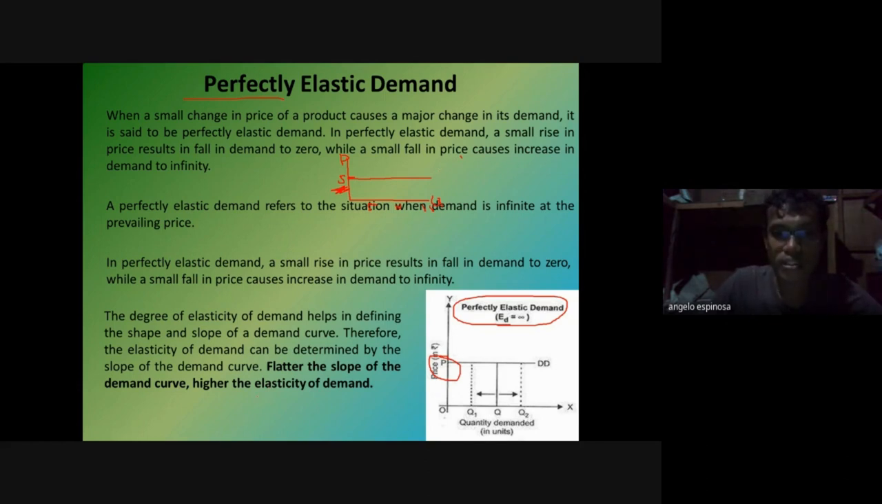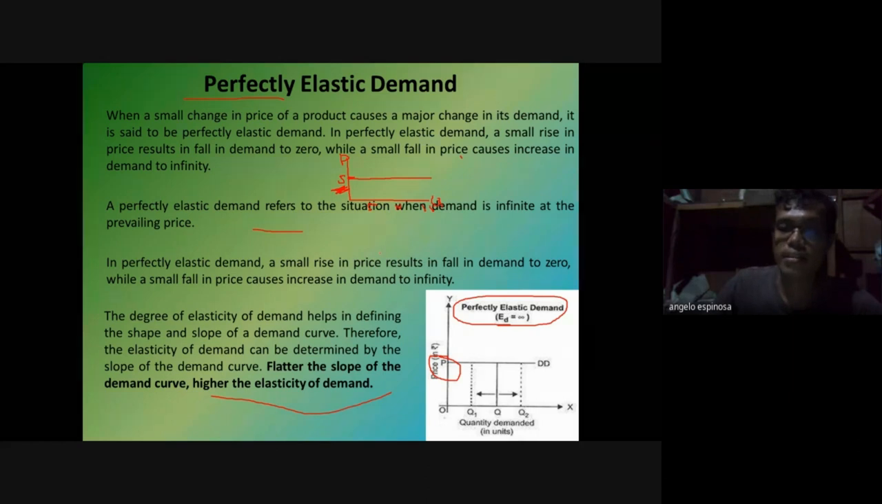Okay? So, the flatter the slope of the demand curve, the higher the elasticity of demand. The flatter, yung flat. Kasi nga, yung price niya is consistent. Okay? So, that is what we call perfectly elastic.